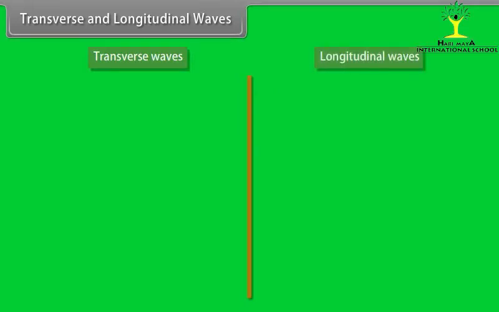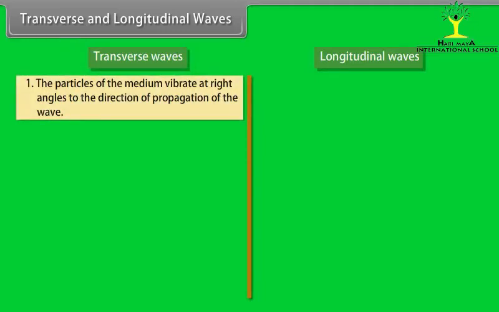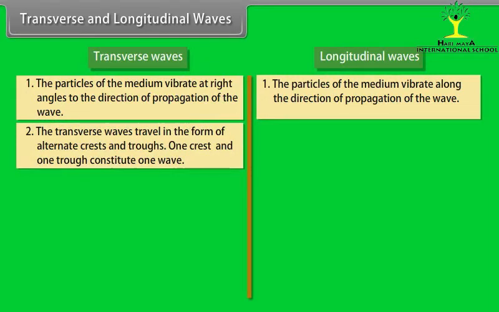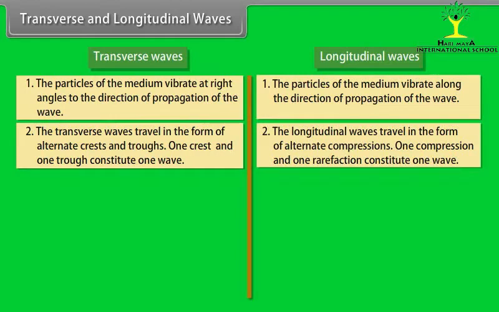Transverse and longitudinal waves. Let's make difference between transverse waves and longitudinal waves. Number 1. In transverse waves, the particles of the medium vibrate at right angles to the direction of propagation of the wave, whereas in longitudinal waves, the particles of the medium vibrate along the direction of propagation of the wave. Number 2. The transverse waves travel in the form of alternate crests and troughs. One crest and one trough constitute one wave, whereas the longitudinal wave travels in the form of alternate compressions and rarefactions. One compression and one rarefaction constitute one wave.